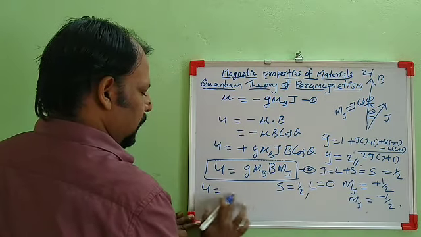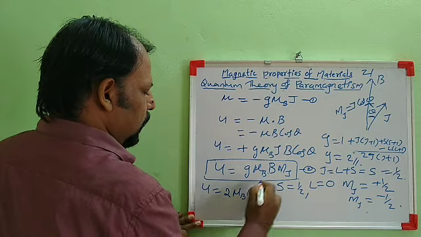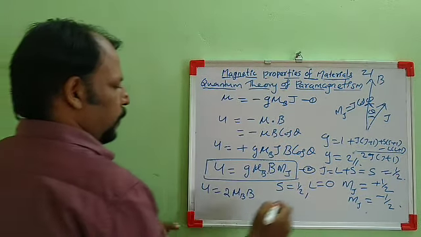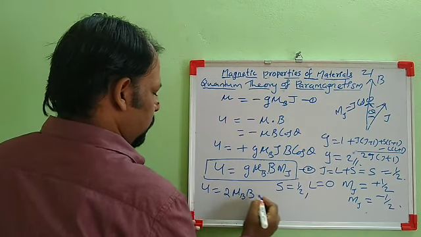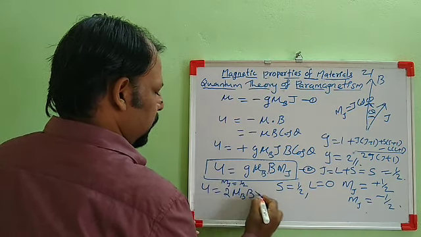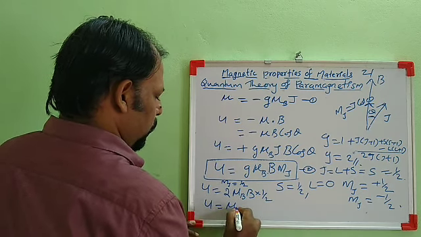So we can write G as 2, then mu B, B, Mj. We can have two values for Mj, plus 1 by 2 and minus 1 by 2. If Mj equal to plus 1 by 2, then here will be 1 by 2, and we will have U equal to mu B B.